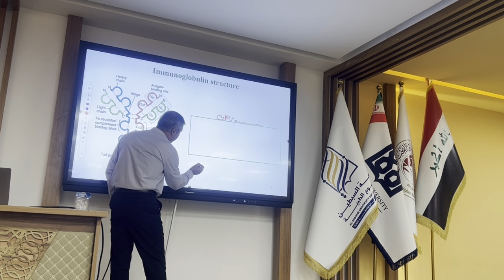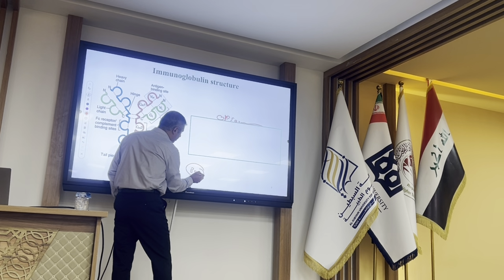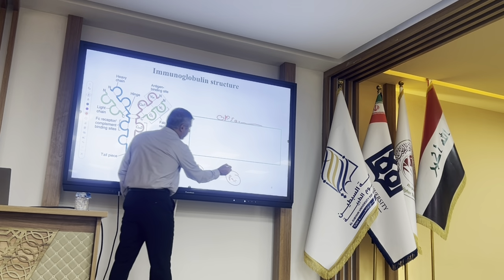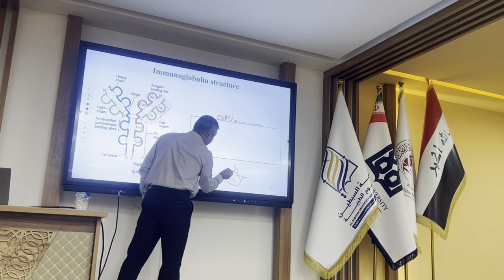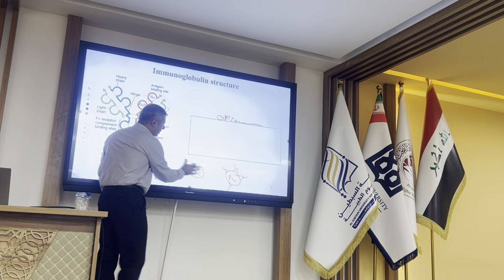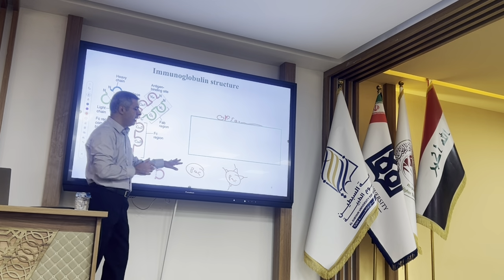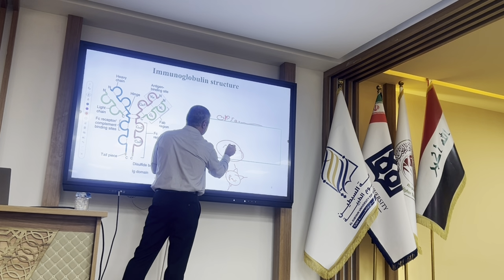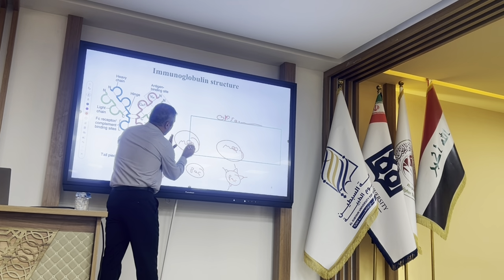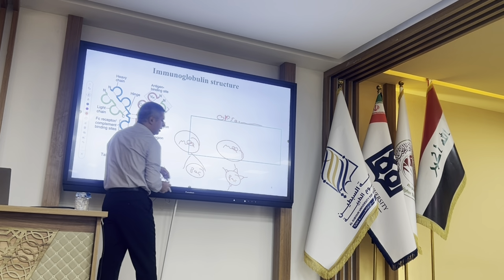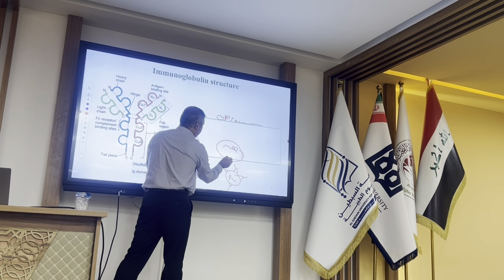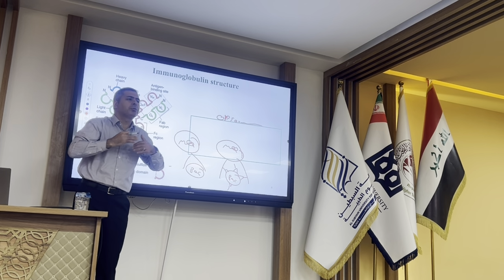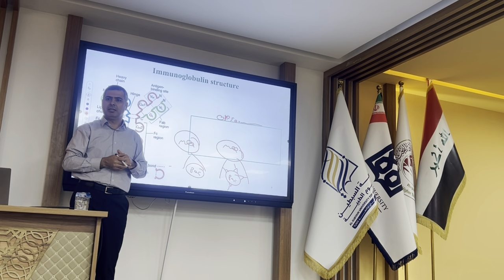For example, we have two bacteria here. One of them is coated by an opsonin, for example, antibody. One of them is not coated by an antibody. And we have two macrophages. So this macrophage can phagocytose this bacteria, of course. But this macrophage can phagocytose this bacteria in a much more potent way, much more efficiently.